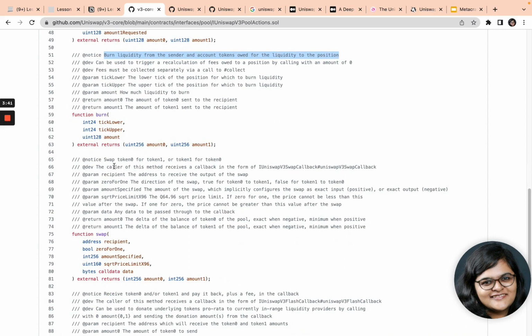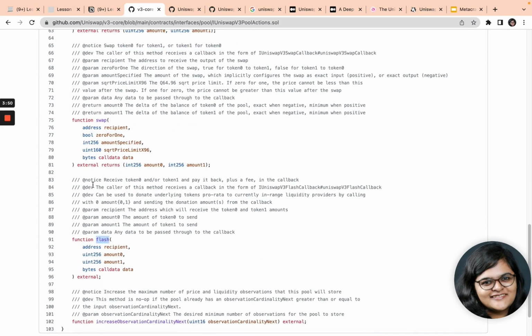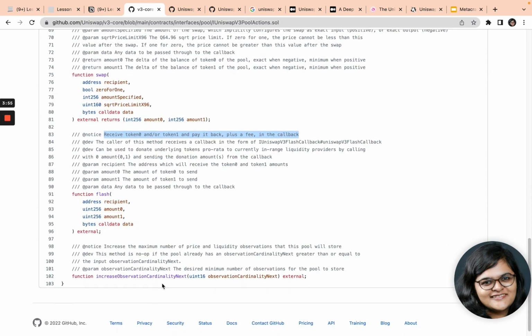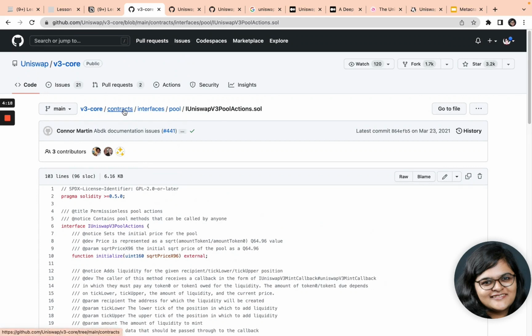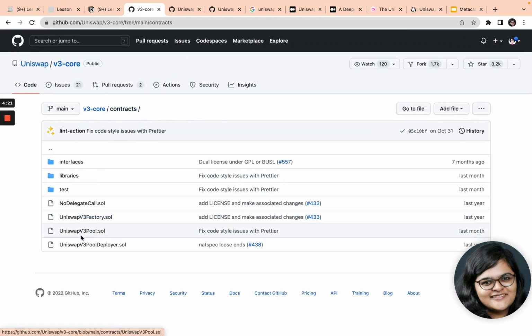Swap, again one of the primary actions that DEXs are used for, where you swap token 0 for token 1 and vice versa. You have flash, which is receive token 0 or token 1 and pay it back, plus a fee in the callback. So you have the concept of flash loans that you might have heard of. This is loosely something similar. And then you have increase observation cardinality next. I don't think this is super significant, but it is basically increasing the maximum number of price and liquidity observations that this pool will store. All right, so now we have some basic insights into the actions of the pool.